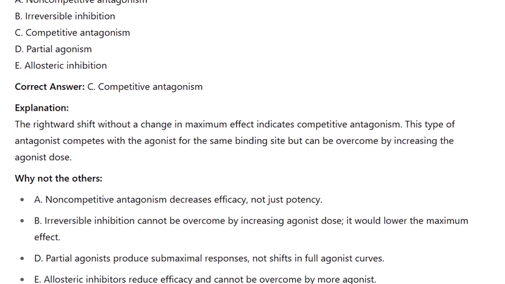A. Non-competitive antagonism decreases efficacy, not just potency. B. Irreversible inhibition cannot be overcome by increasing agonist dose. It would lower the maximum effect. D. Partial agonists produce submaximal responses, not shifts in full agonist curves. E. Allosteric inhibitors reduce efficacy and cannot be overcome by more agonist.